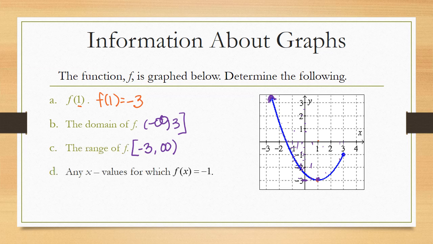Find any values for which f of x equals -1. So this means our output value is -1, and they're wanting to find the x values that give us that. So output of -1 happens right here and right here. So those x values are -1 and 3.